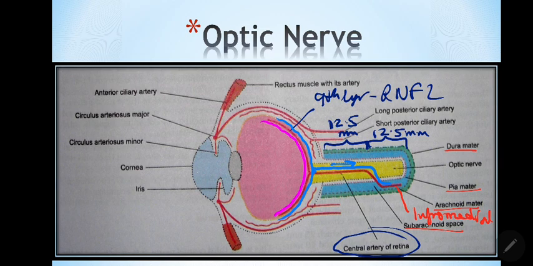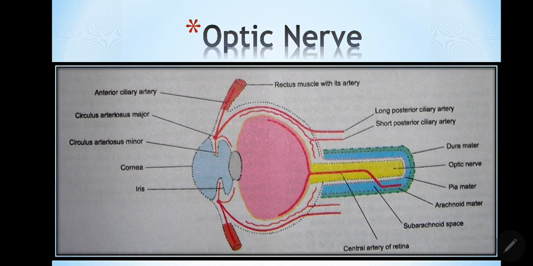Both the veins run in relation to the optic nerve, above and below the optic nerve. Okay, so the superior and inferior ophthalmic veins I will tell you in another slide. I hope you understood this.